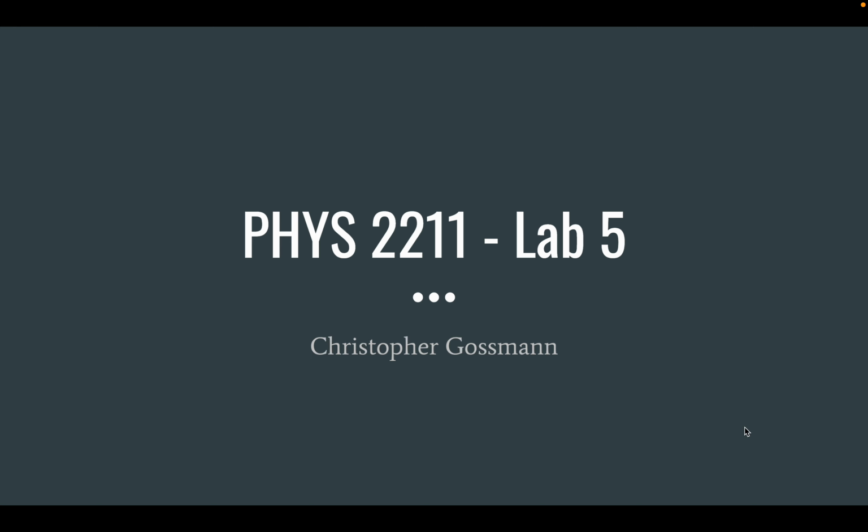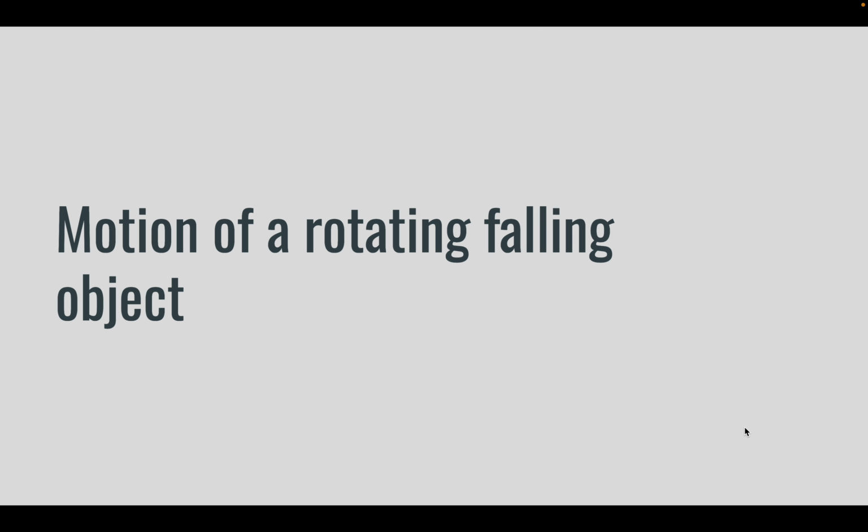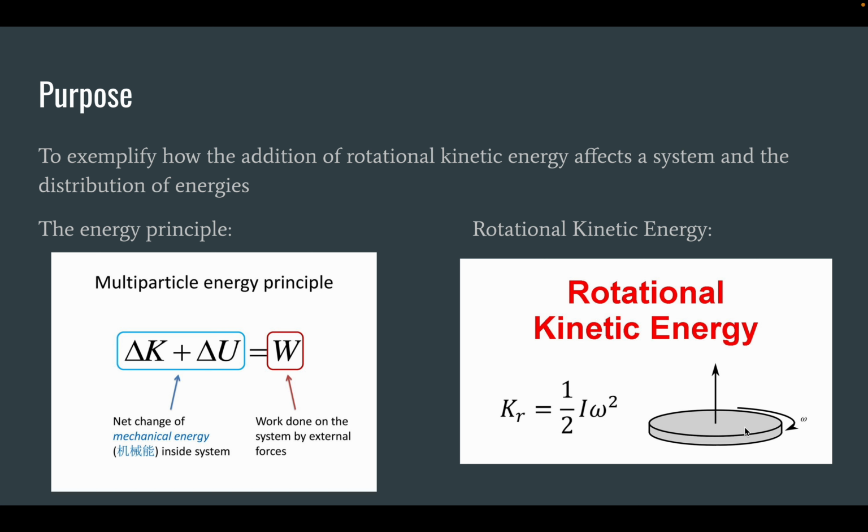My presentation for my lab number 5 about the motion of a rotating falling object. The purpose of this lab is to exemplify how the addition of rotational kinetic energy affects a system and the distribution of energies. So this is the energy principle, where the change in kinetic energy plus the change in potential energy is equal to work and the rotational kinetic energy.